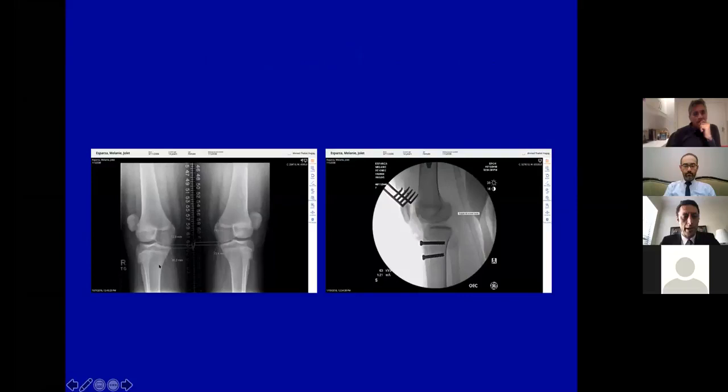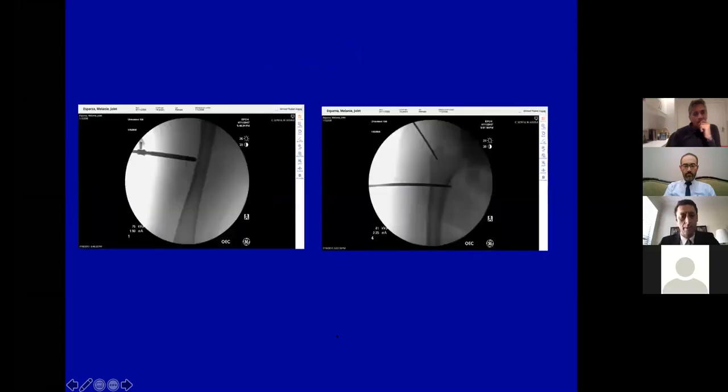And this is her x-rays showing the patellar dislocations. And this is what we did before addressing the dislocation of the patella. We did a derotation osteotomy of the femur first. And this is what we did for this patient as a case example.